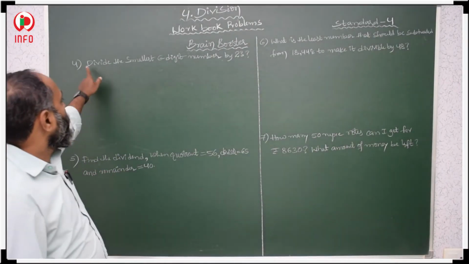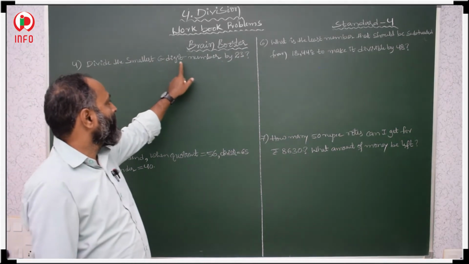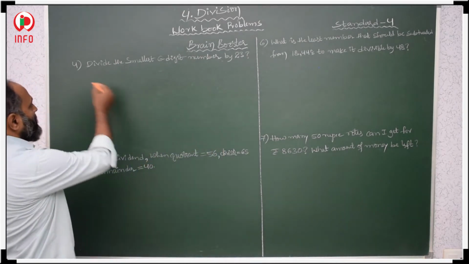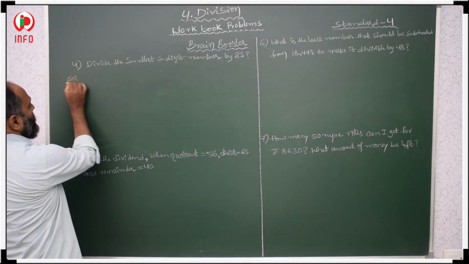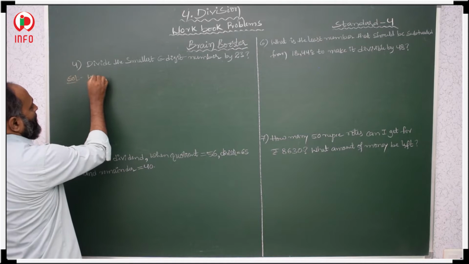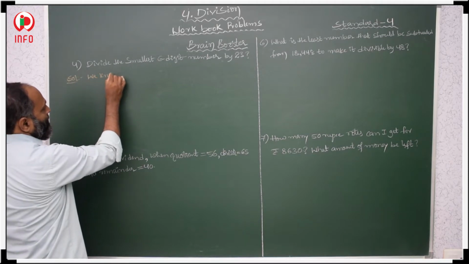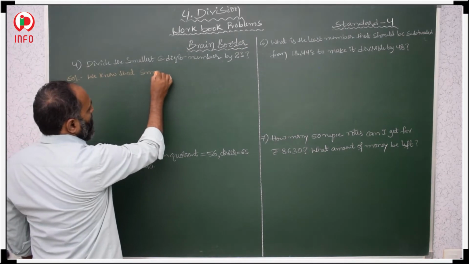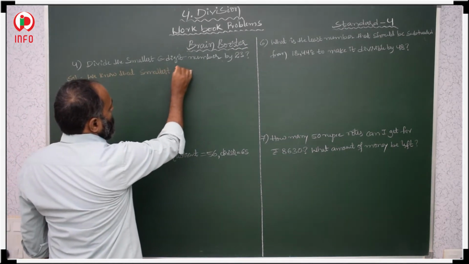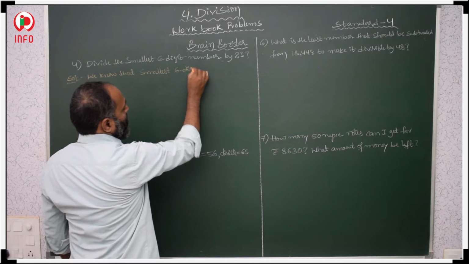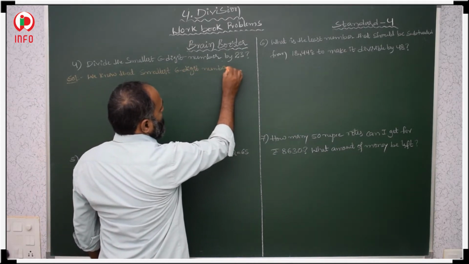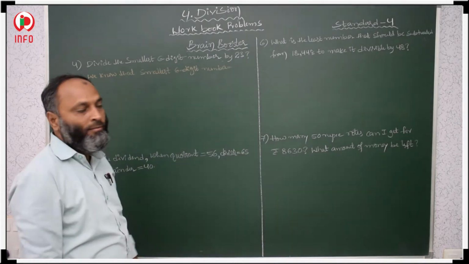Now here, divide the smallest 6-digit number by 23. So what is the smallest 6-digit number? What is the smallest 6-digit number?